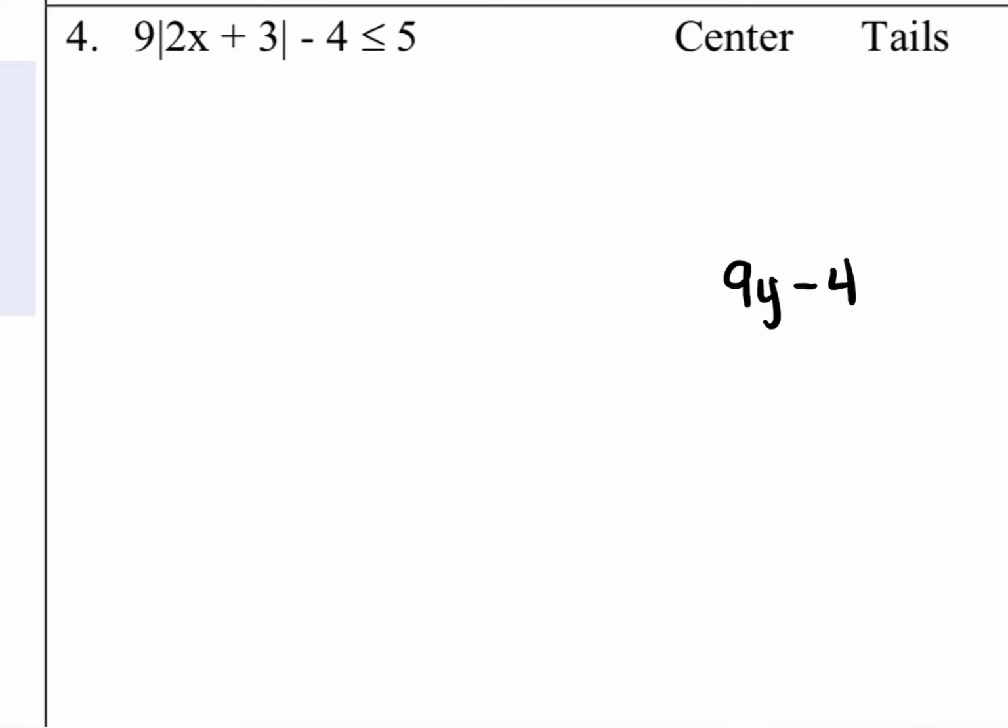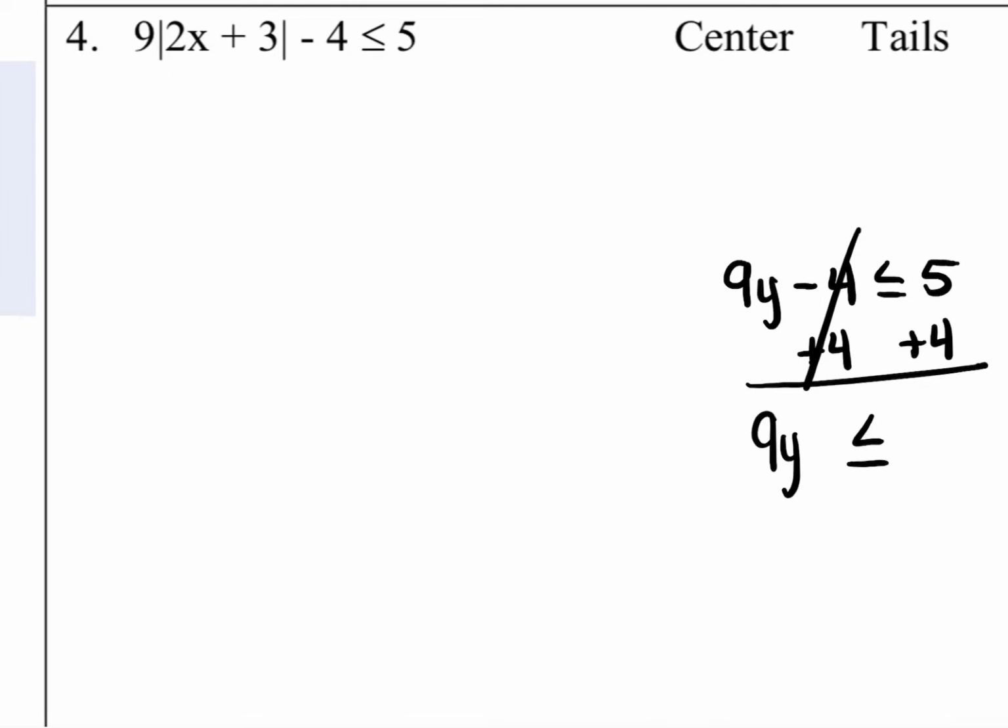9y minus 4 is less than or equal to 5. How would we solve this inequality? Now I'm going to do this on the side here, and we're going to reference it later on. First, what you would do is you would get rid of that third wheel, that negative 4, by adding 4 to both sides. So we have 9y is less than or equal to 5 plus 4, which is 9. Then, since we want to isolate that y, we're going to divide both sides by 9 because it's 9 times y. So we undo with the inverse, and we get y is less than or equal to 1.